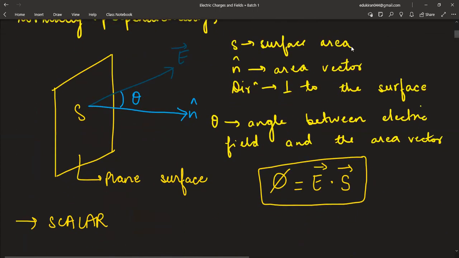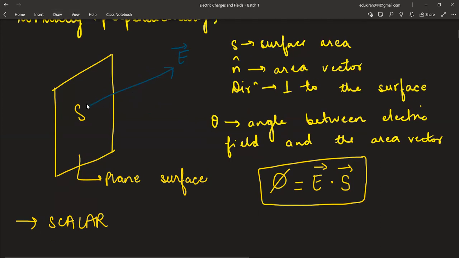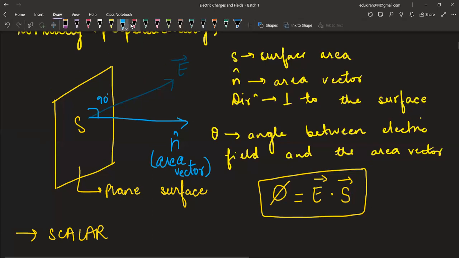Now to understand the formula, you should have knowledge of the dot product. Now look here, electric field is here, E. Now this is basically a perpendicular which is drawn. We call this the area vector. It is always at 90 degrees to the plane surface. This is our electric field. So there must be an angle between the electric field and this area vector. This is the theta angle.